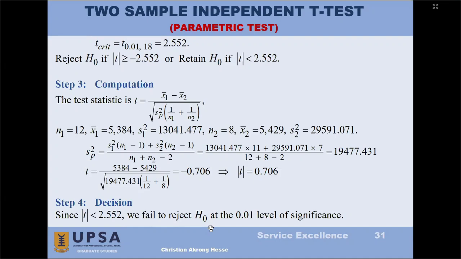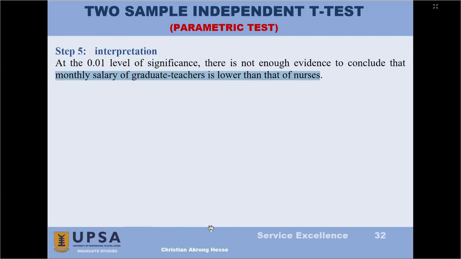So in your decision, you say that we fail to reject H naught, but in your conclusion, you say that we don't have enough evidence. Your verdict: we don't have enough evidence to conclude that H1 is true. And H1 says that the monthly salary of graduate teachers is lower than that of nurses. We don't have enough evidence that that statement is true.